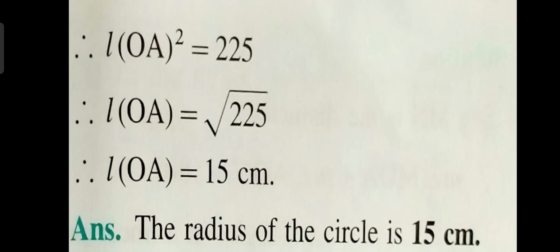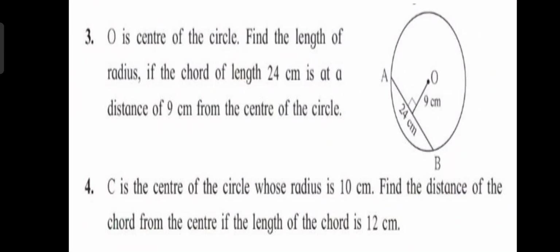Now we see the fourth question. C is the center of the circle whose radius is 10 centimeter. Find the distance of the chord from the center if the length of the chord is 12 centimeter. Now student, the chord is given to us, that is 12 centimeter. The radius is also given to us. Now what we need to find? The distance between the center and the chord.